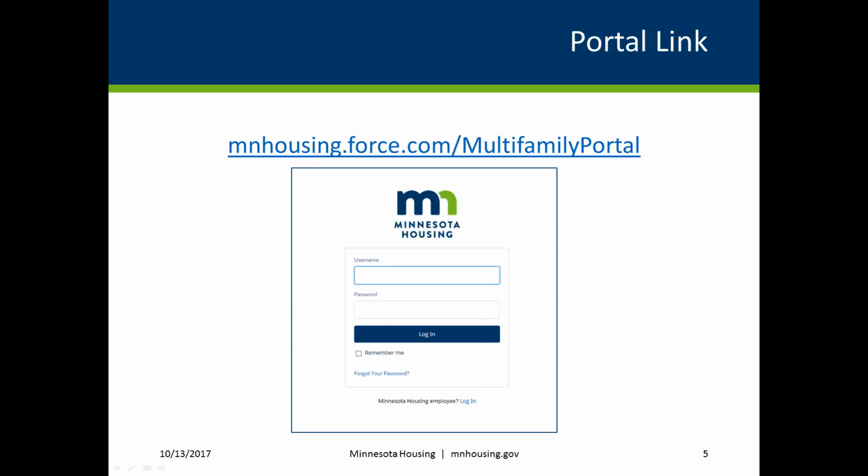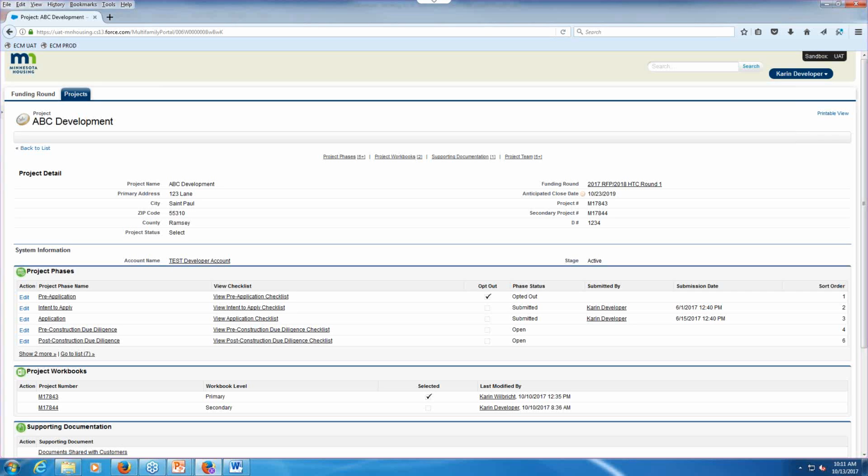To log into the portal, go to mnhousing.force.com/multifamilyportal. Portal terminology will be highlighted throughout the tutorial. Refer to Appendix C in the Portal User Guide for the complete list of portal terms. A link to the user guide can be found on the bottom of the Projects tab.